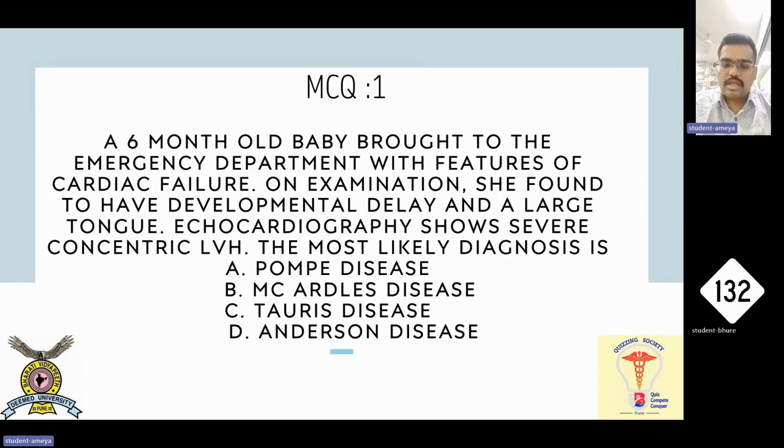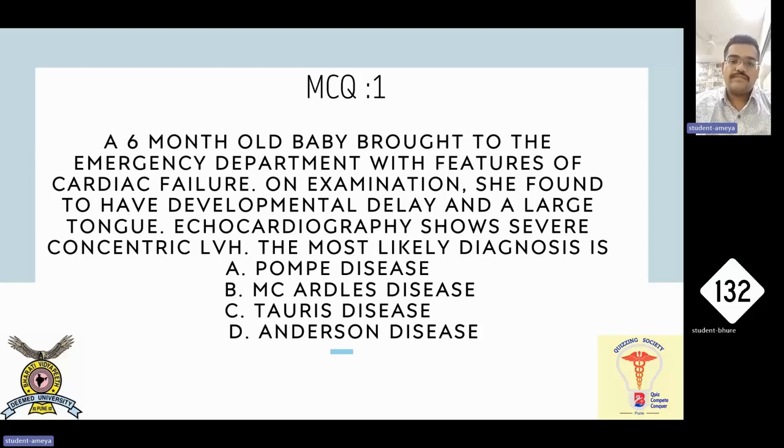For MCQ number 1, the most likely diagnosis is A. Pompey's disease, B. McArdle's disease, C. Torrey's disease, D. Anderson's disease. Oh, this has been set from the topic of, yes, you guessed it right, glycogen storage disorders. But hey, all are glycogen storage disorders. So just knowing that it is a glycogen storage disorder will not help me in answering this question. The only way I can answer this question is if I know the clinical features specific to each glycogen storage disorder, which has been discussed by me in the previous mnemonic.